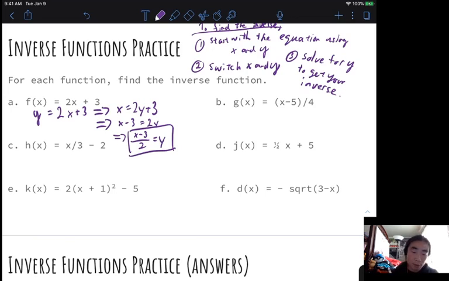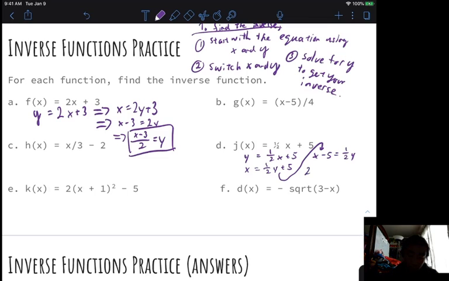Okay, so let's practice these steps for this one. y equals 1/2 x plus 5. Switch x and y. Okay, then we solve for y. So first we subtract 5 from both sides. And to get y by itself, to undo the multiplication by 1/2, we multiply both sides by 2. And thus we found our inverse.